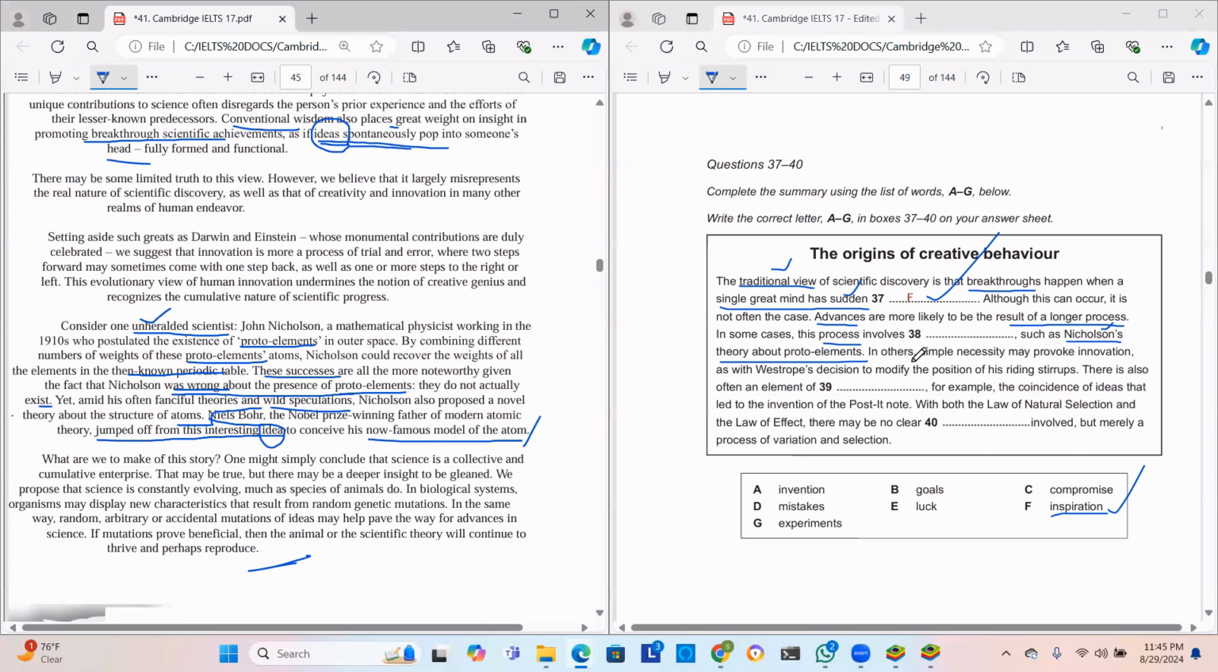So what do you think is the answer, guys? Tell me. These successes, see, advances are more likely to be the result of a longer process. In some cases, this process involves dash, such as Nicholson's theory about proto-elements. It was the theory about the proto-elements, right? Now what does he say? These successes are all the more noteworthy given the fact that Nicholson was wrong about the presence of proto-elements. They do not actually exist. So he was wrong about the existence of proto-elements. So this process involves what? Wrong means, I think mistakes is the right word, right? Invention, goals, compromise, luck, experiments. No, mistakes is the right word. Involves wrong, it is like trial and error, right? So I think mistakes, D is the most suitable word here. So I think 38 should be D.